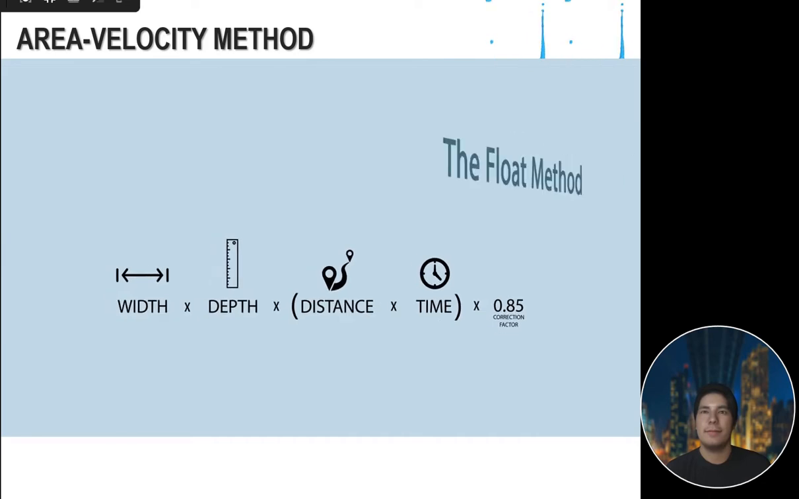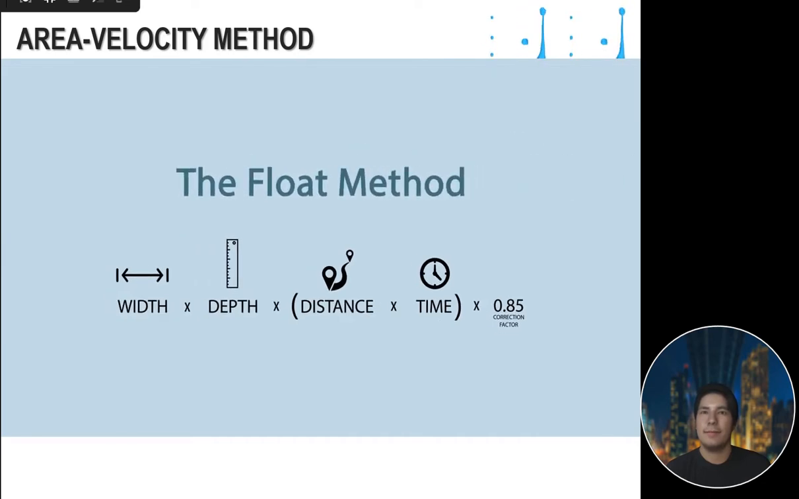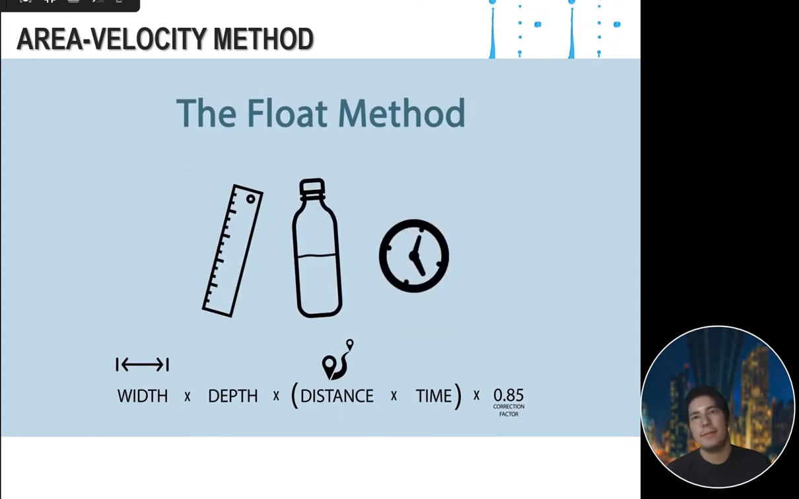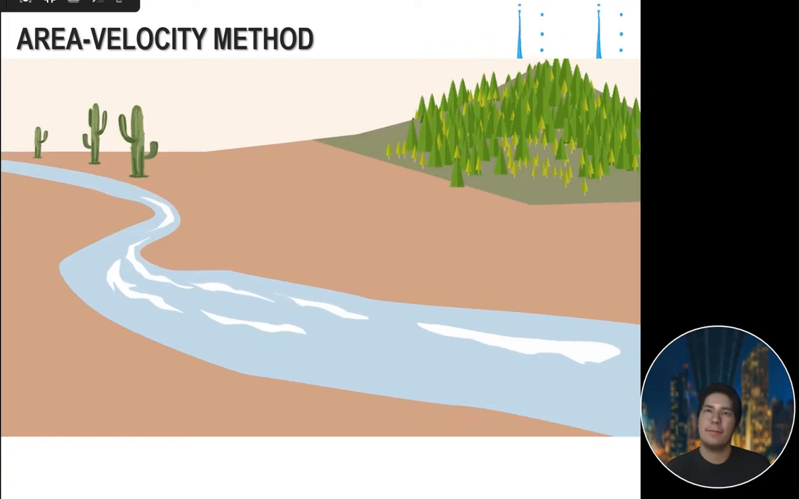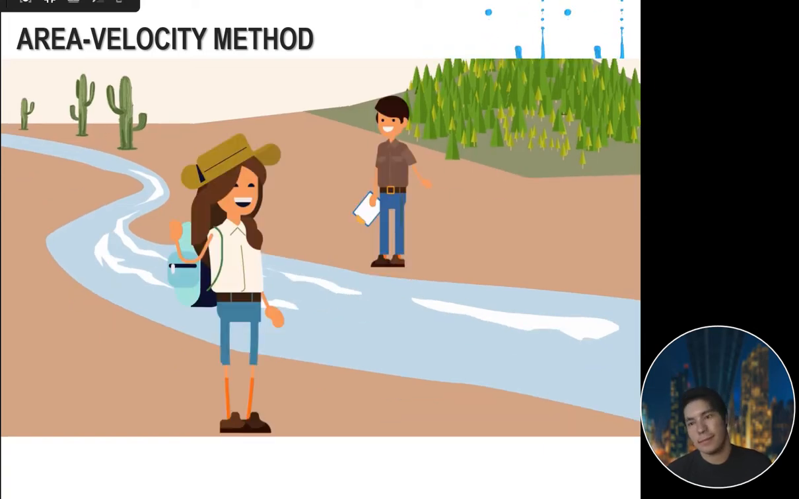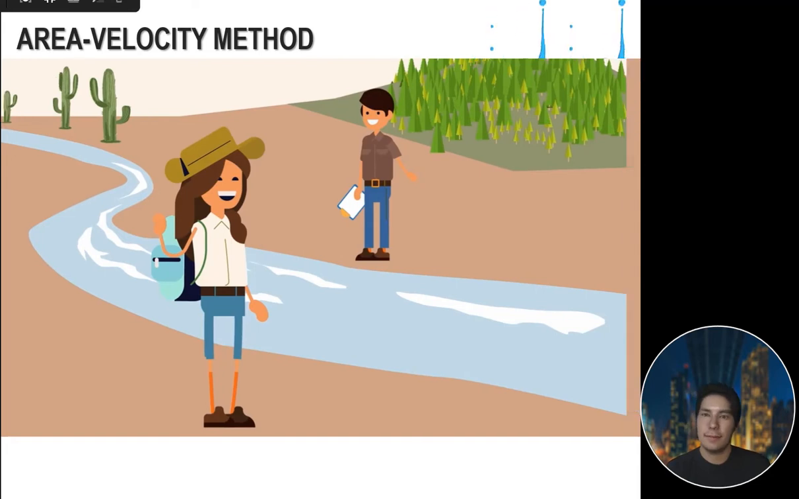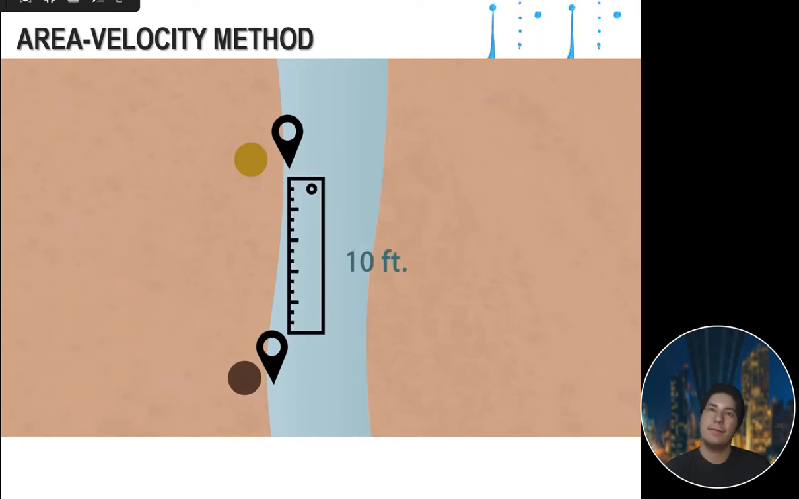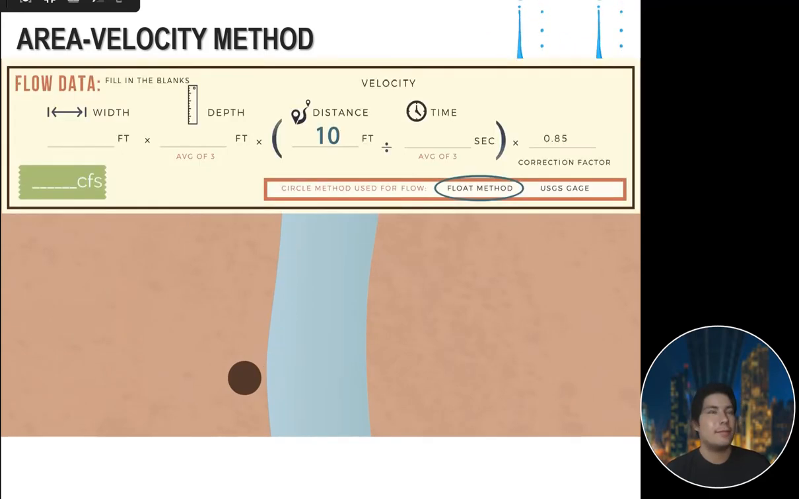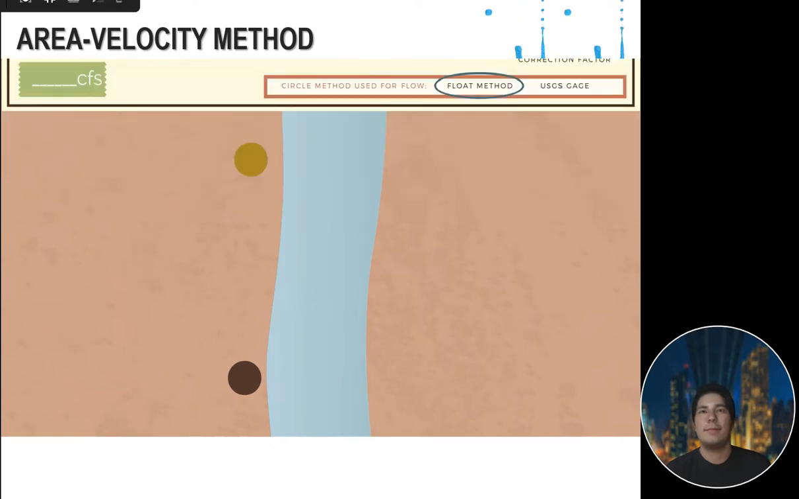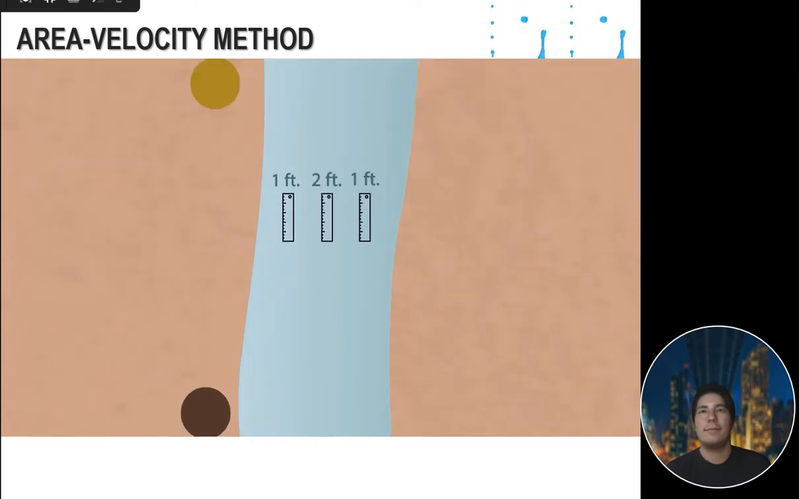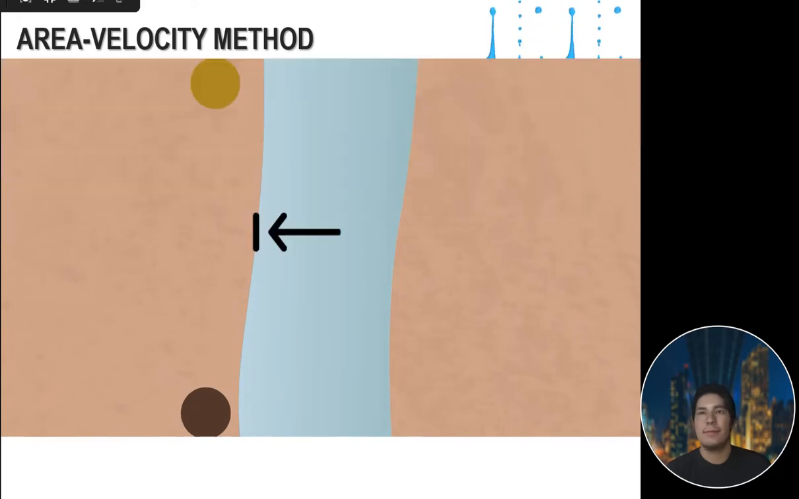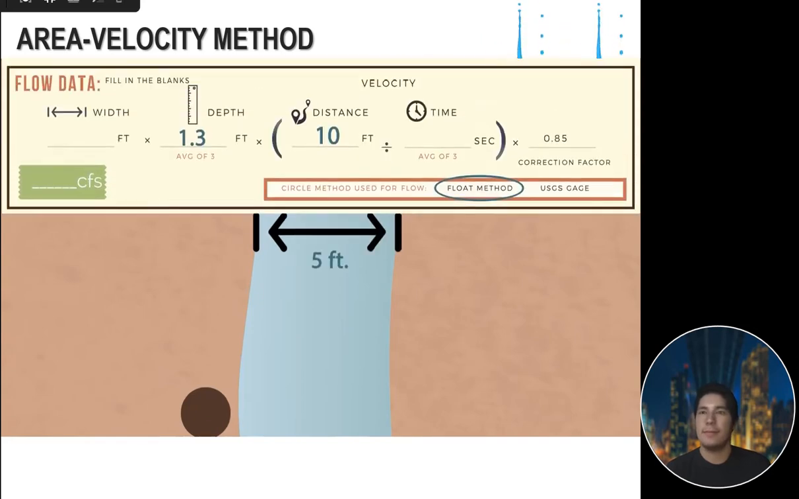Flow can be calculated using the float method with a measuring tape, small plastic bottle, and a timer. Flow is best measured in a run where water is flowing, and when there are two observers. First, determine the float distance by measuring and marking 2 points along the length of the channel. Try and get at least 10 feet. This length will be your distance. Next, measure 3 depths across the channel cross-section. Average those 3 depths, and this is your depth. Next, measure a representative width of the stream, and that will be your width.